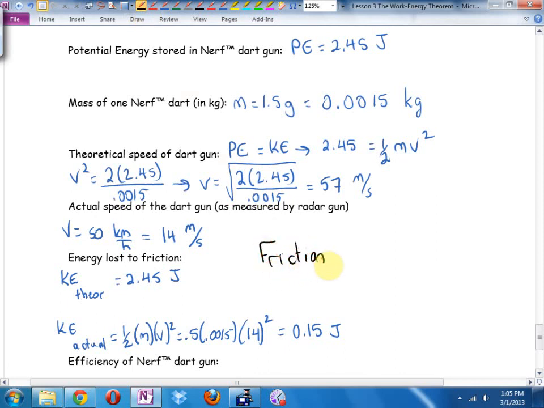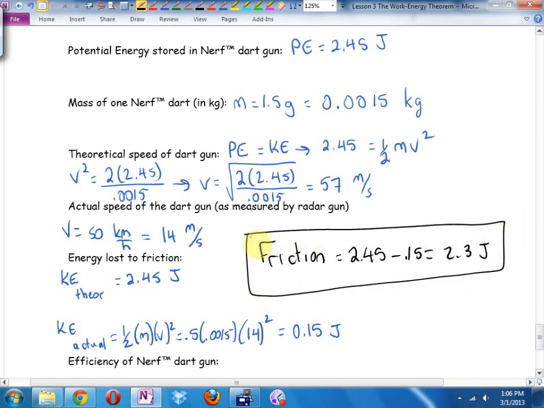I'm calling it friction, but it's sound, friction, heat. Maybe if it's air compression, maybe there's a leak. I don't know, but how much did we lose? Well, we started with 2.45. We got out 0.15. I'm pretty sure we lost 2.3 joules of energy to friction, heat, sound, all that stuff.